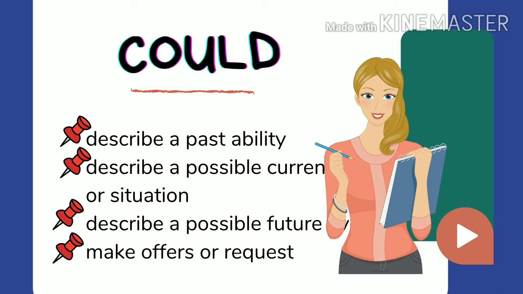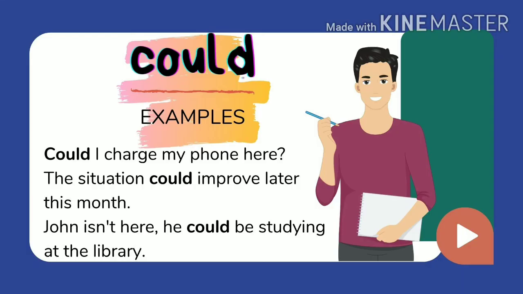Please take note of the word possible. So it is not saying that it will describe a current situation. It is going to describe a possible one. So if you're going to use could, you are just giving a possibility, which means that it could happen, but you are not sure. For example, could I charge my phone here? So you are asking for permission.